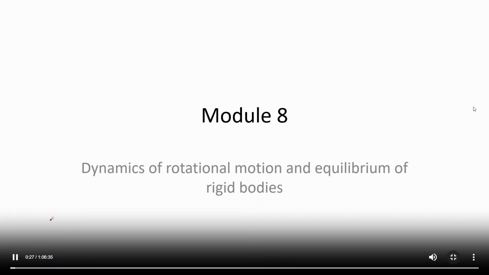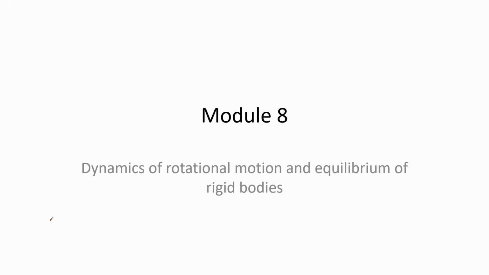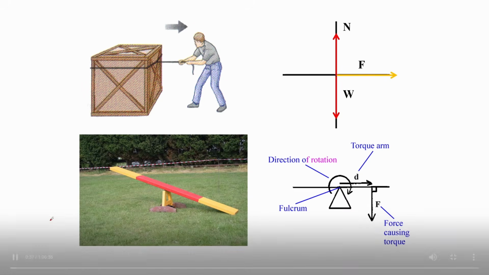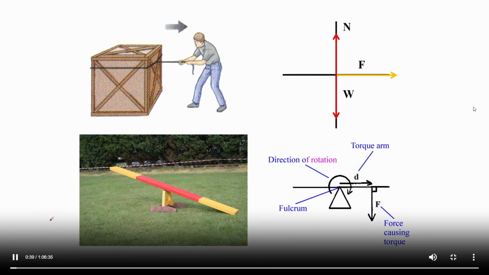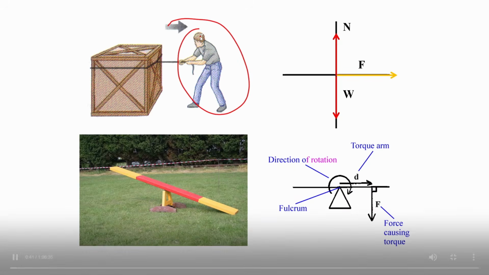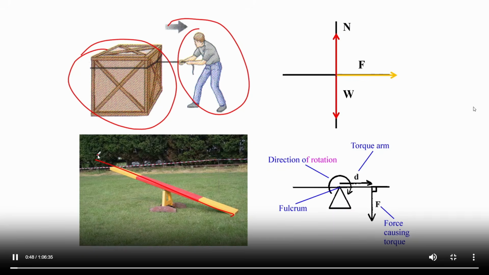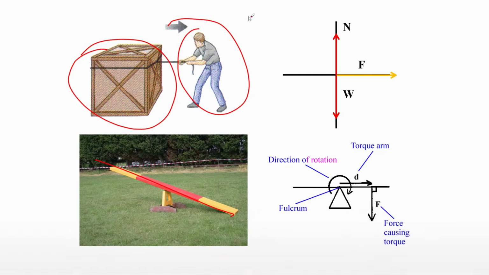Good day, everyone. This is Module 8, Dynamics of Rotational Motion and Equilibrium of Rigid Bodies. In this figure, or in this slide, you have two figures: a person pulling a crate, and a seesaw here. Now, if we convert this one into a free body diagram or FBD, it would look something like this.